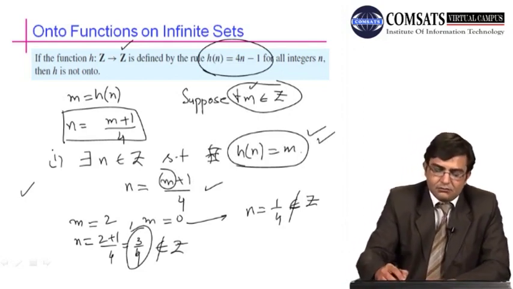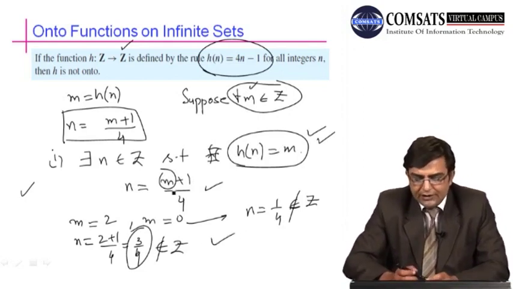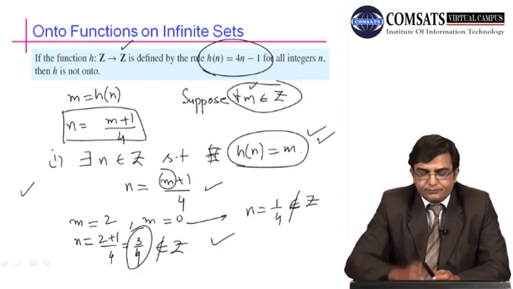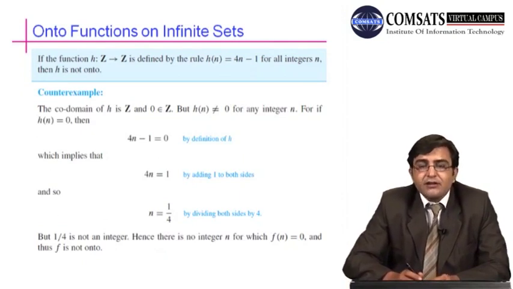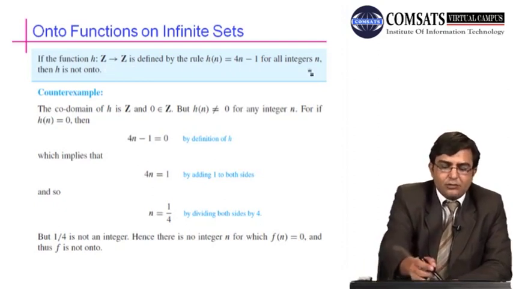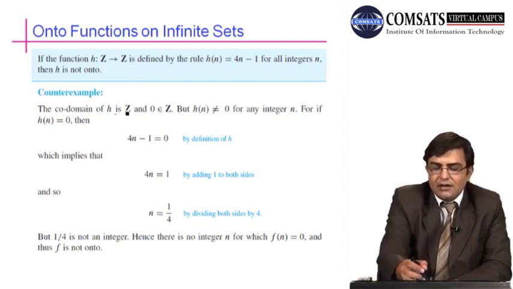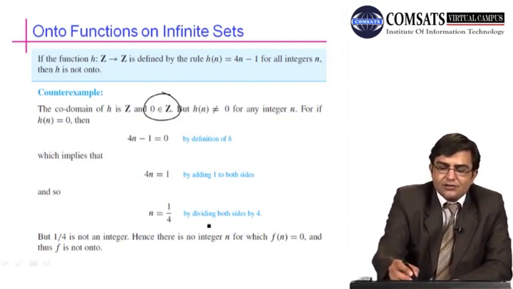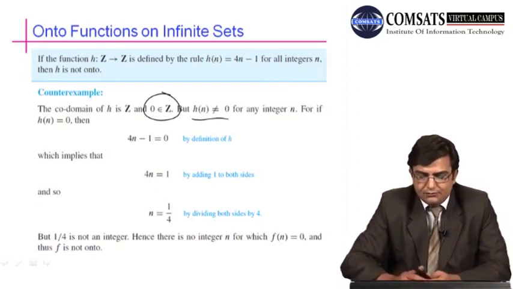Now we shall try to find some counterexample which confirms our doubt. If there is some problem here, you can claim that this function is not onto, and then to prove our claim we shall try to find some counterexample. Here I have given some counterexample which proves that this function is not onto. If the function h from z to z is defined by this, the codomain of h is z and 0 belongs to z, we take in the codomain, but h of n is not equal to 0.